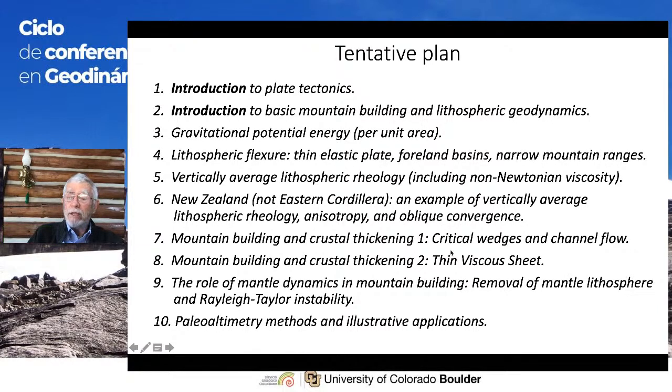Then mountain building and crustal thickening, two aspects of this: critical wedges, where you have a narrow wedge of deforming rock, and channel flow within the lower crust. And then a second one, the thin viscous sheet, where the entire lithosphere is treated as a viscous sheet. Finally, the role of mantle dynamics, how removal of mantle lithosphere and Rayleigh-Taylor instability might affect surface features. And then paleoaltimetry methods, how we try to determine past altitudes, since past altitudes figure prominently in all of this, with some examples.